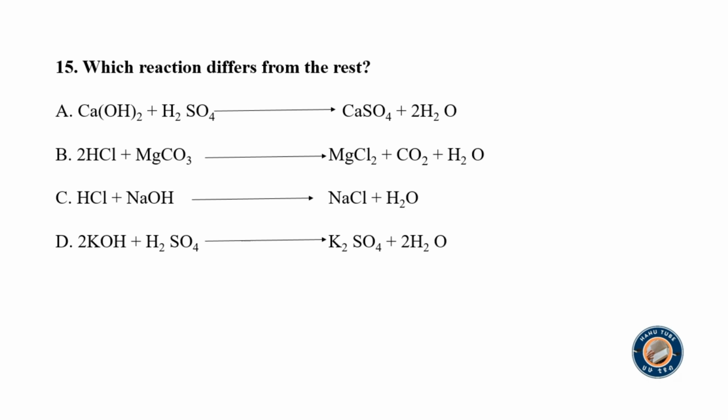C, hydrogen chloride plus sodium hydroxide gives us sodium chloride plus water. D, potassium hydroxide plus sulfuric acid gives us potassium sulfate plus water.